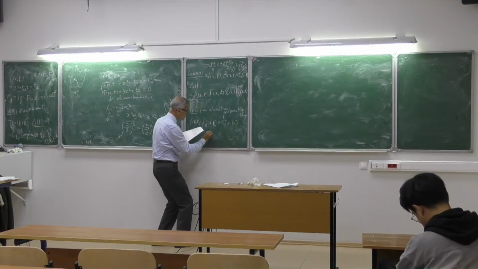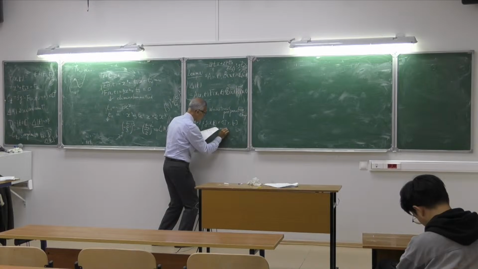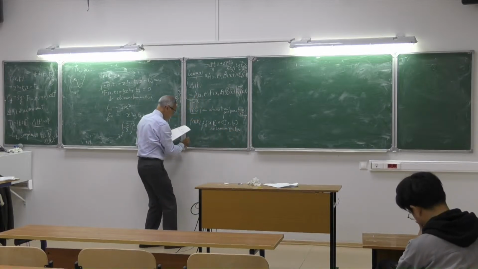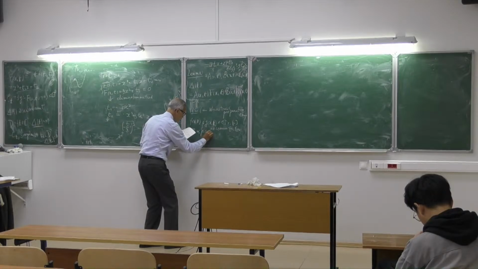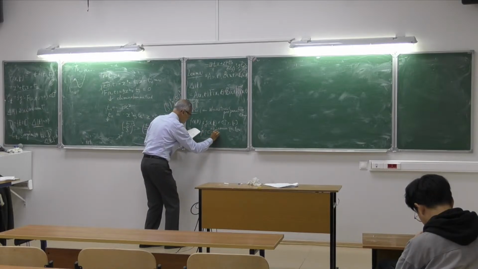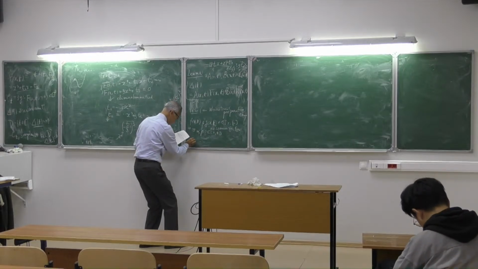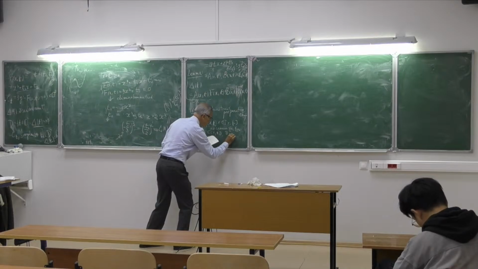No common factor. Then there exist alpha, beta, two polynomials, such that, and there is one polynomial in T.